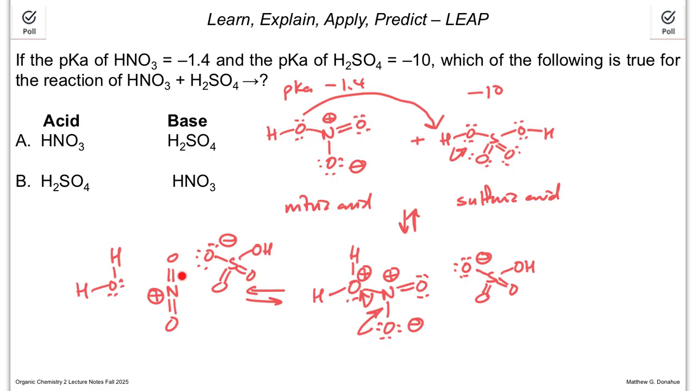So now we have NO2 plus. See how it's plus? That means it's electrophilic. The plus is still balanced by this negative charge. And so that's called the nitronium ion. So that's the electrophile for nitration.